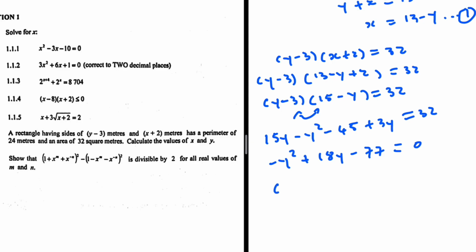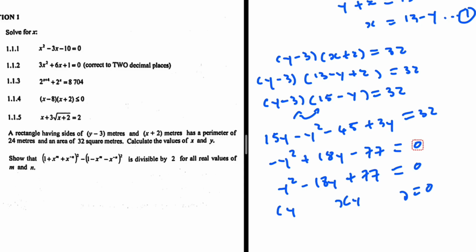So let me divide by minus 1 on both sides. Y squared minus 18y plus 77 is equal to 0. So y is equal to 0.